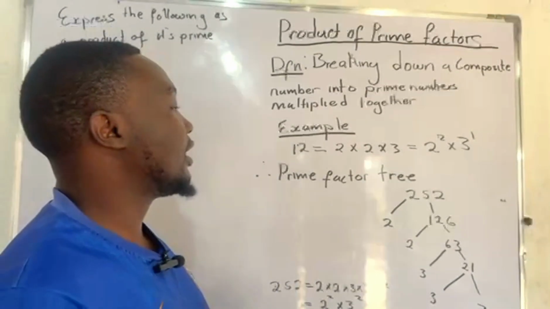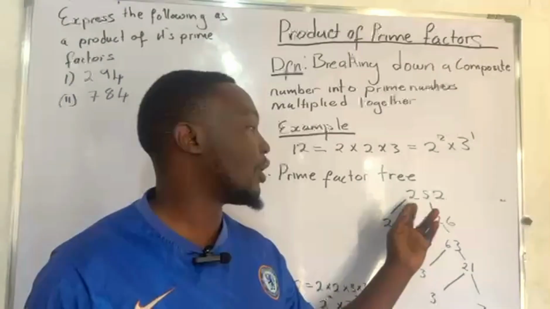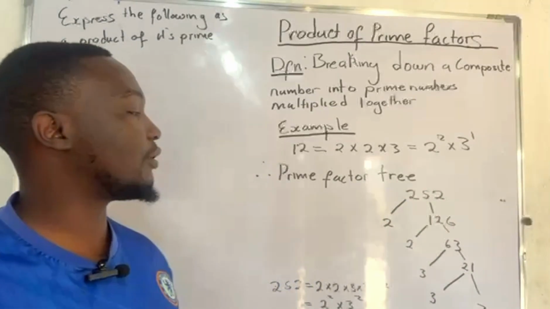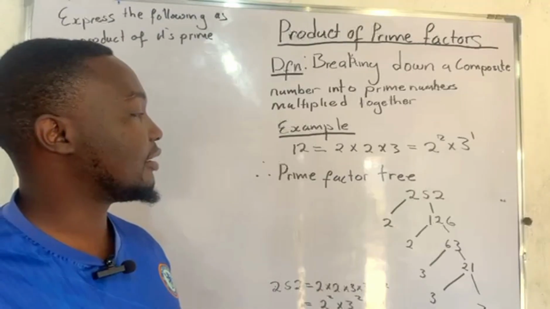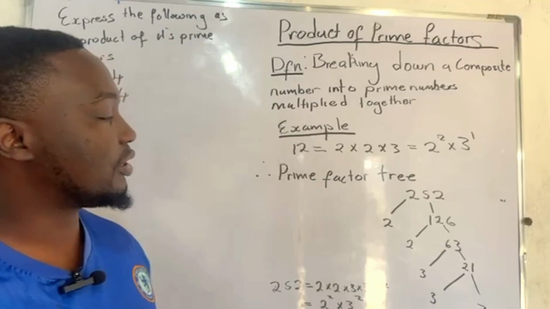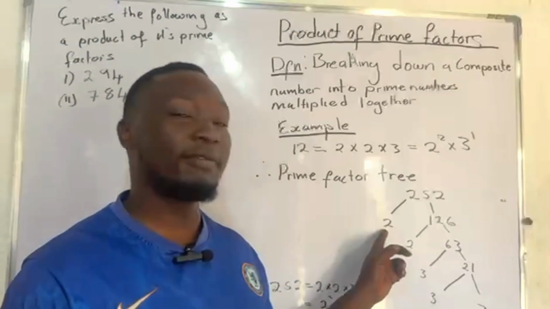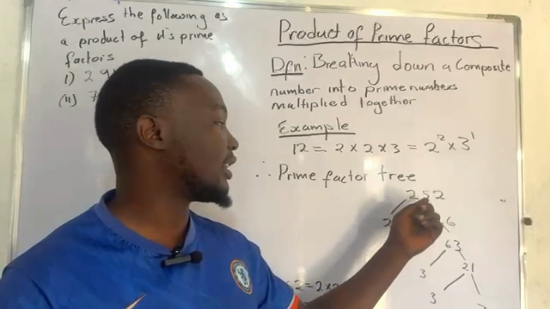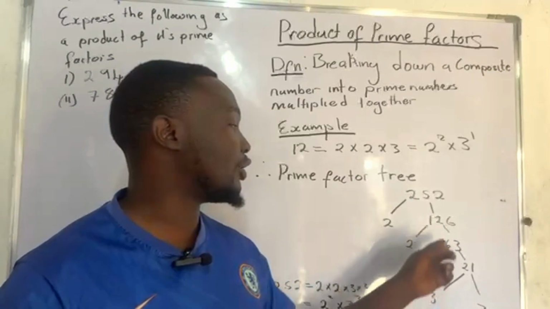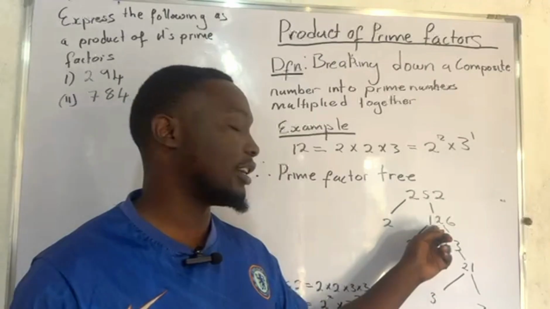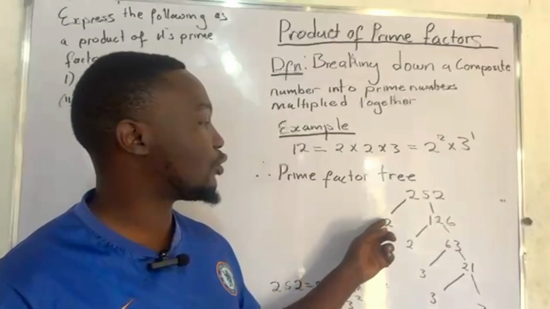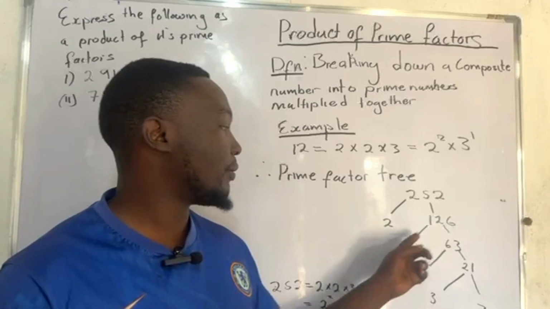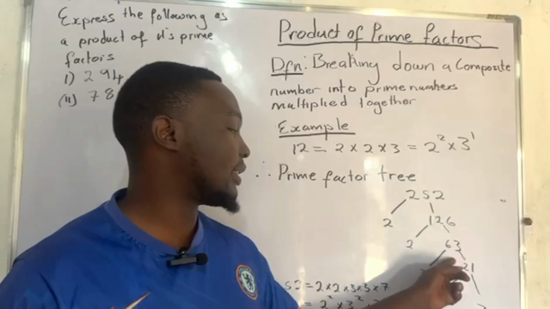For example, if you are given a number 252 and you need to break down this number into a product of its prime factors, the first thing that you're going to do is divide with the smallest prime factor, which is 2. So if you divide this number by 2, the remainder that you get, you write it on the next branch. Then you divide by 2 again, and you get 63.